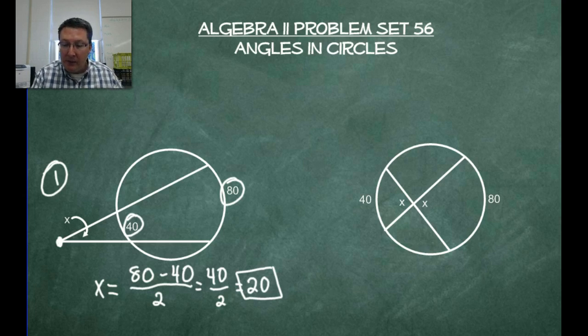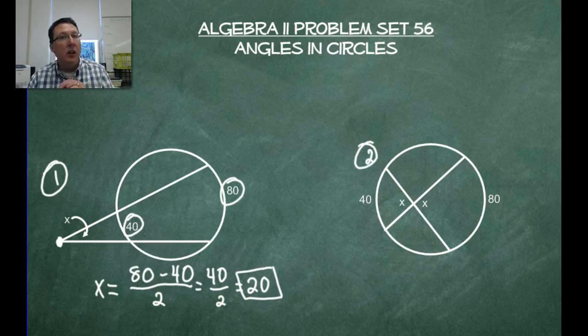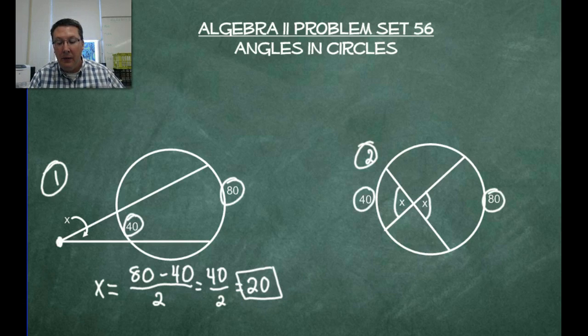Now, the second example here, I have 2 chords, segments, that intersect inside the circle. Now, not necessarily on the center of the circle, but they intersect somewhere inside the circle. And they form this angle X. Now, I put 2 X's on there because we should know those are vertical angles, they're equal. And those 2 segments also form arcs, 40 and 80. Okay? Now, there's a connection between these 2 arcs and these 2 angles, this angle X and the 2 arcs formed on the outside of the circle.